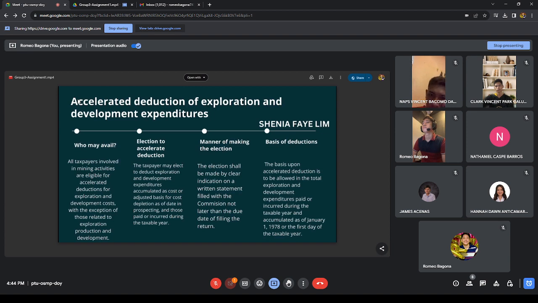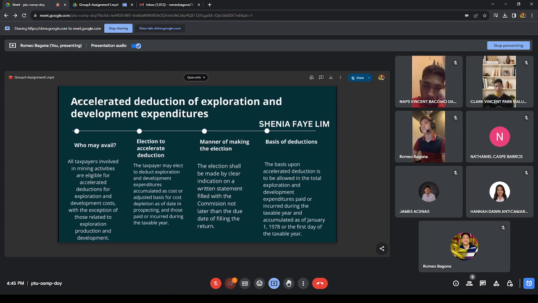The taxpayer may elect to deduct exploration and development expenditures accumulated as cost or adjusted basis for cost depletion as of date in prospecting and those paid or incurred during the taxable year. The manner of making the election. The election shall be made by clear indication on the written statement to the Commission not later than the due date of filing the return.